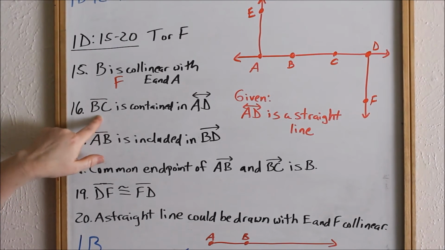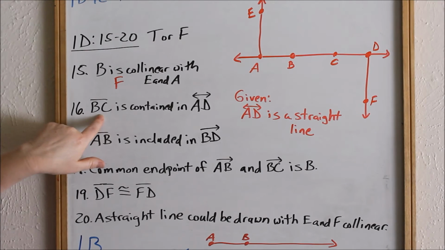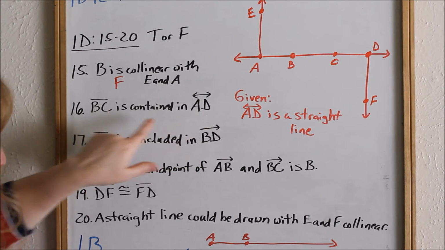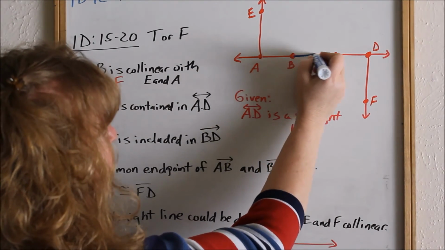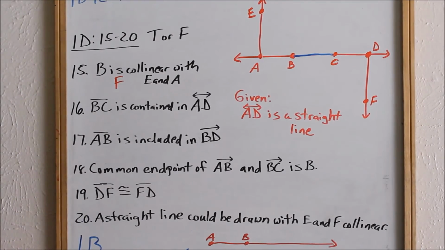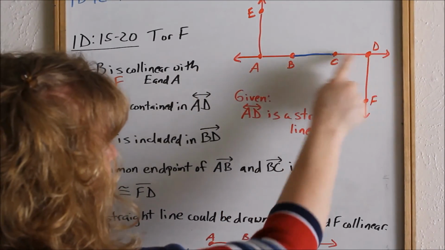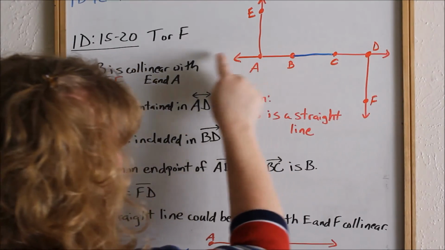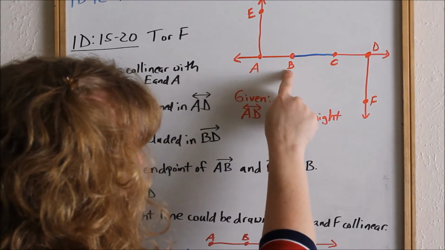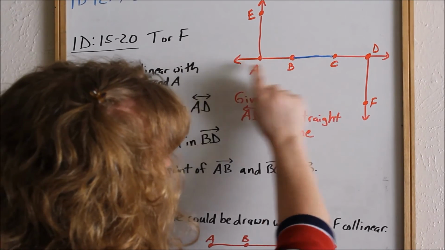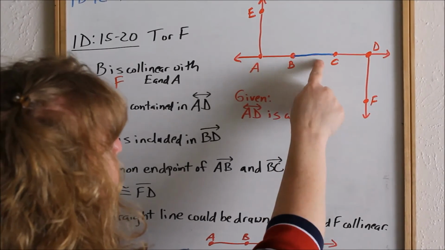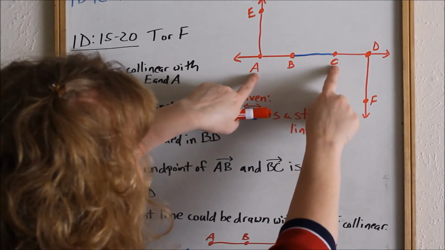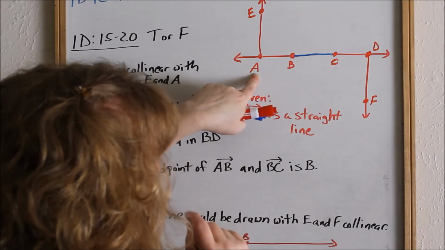Number 16, this is line segment. That symbol is line segment. Line segment BC is contained in line AD. Line segment BC, this line segment right here, is it contained in this line? Line AD represents this entire line. This line could be called line AB. It still represents, remember, a line goes infinitely in both directions. So even if this line was called line AB, then it's still contained in that. This line could also be called line AC, and this line segment would still be contained in that.